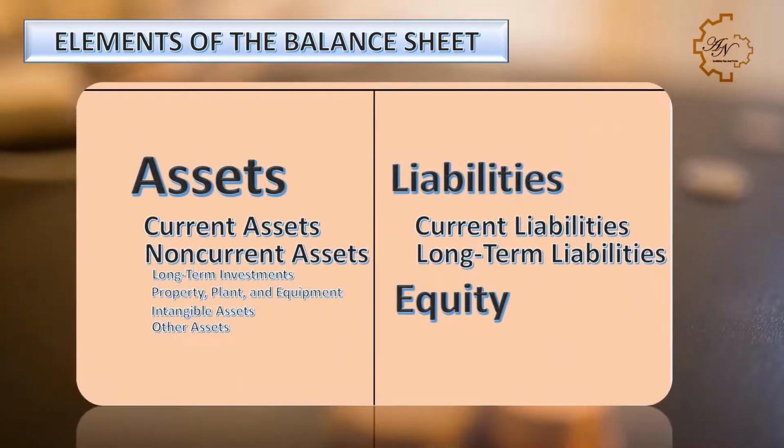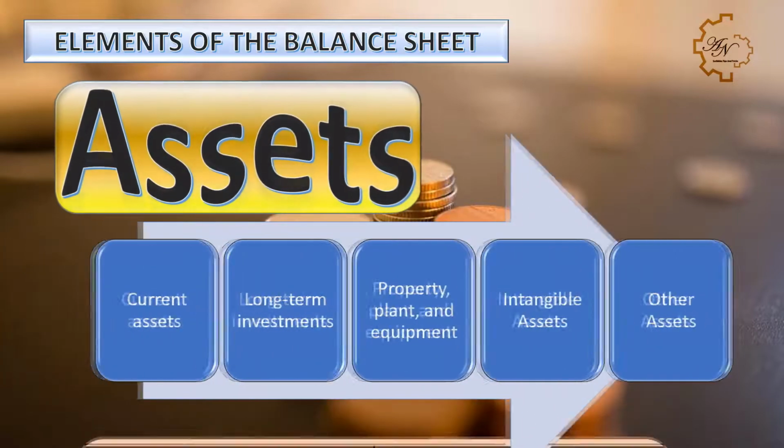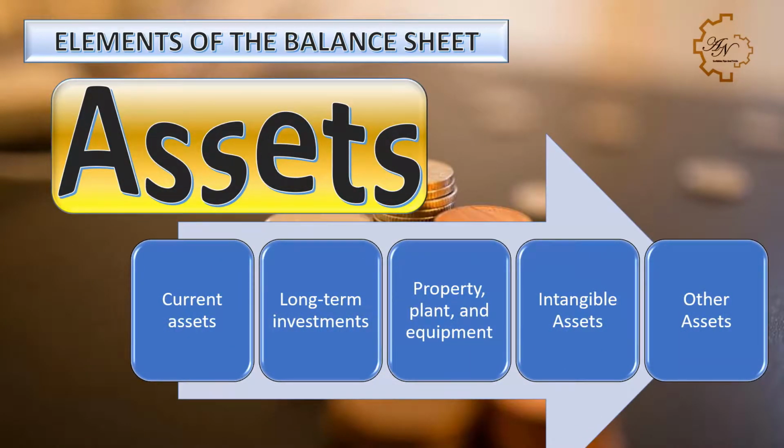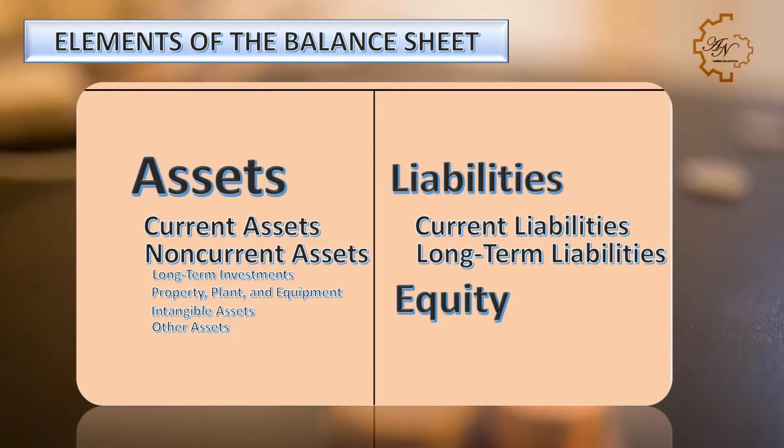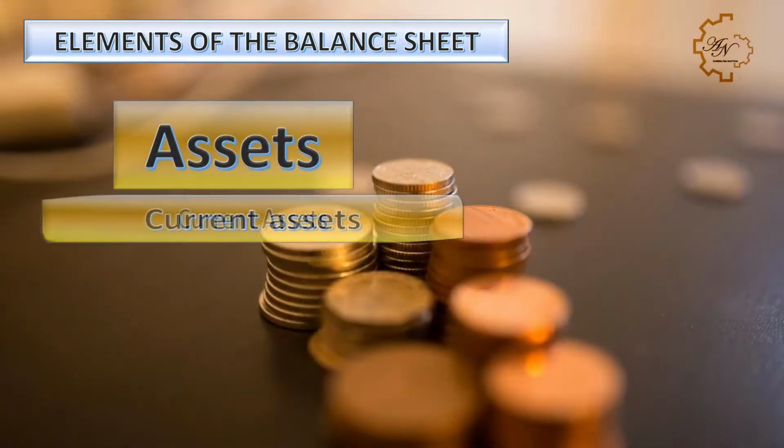The balance sheet consists of these elements. Assets: current assets, long-term investments, property, plant and equipment, intangible assets, other assets. And on the other hand, we have liabilities and owner's equity: current liabilities, long-term debt, owners' or stockholders' equity.